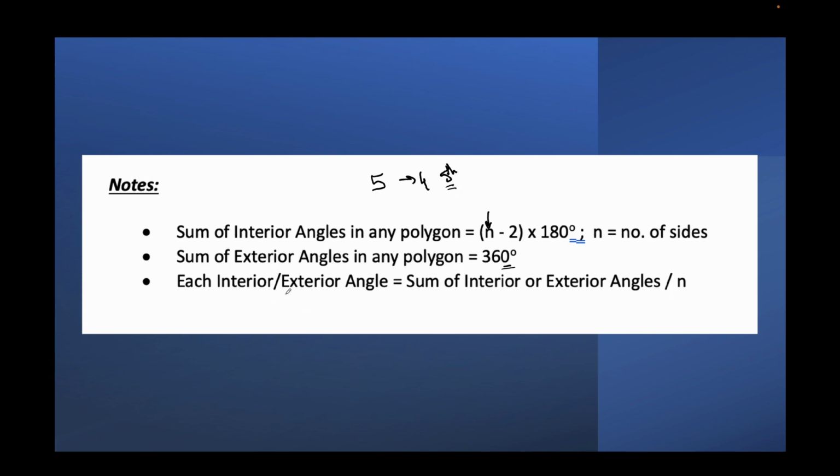Next, each interior or exterior angle will be equal to the sum of the interior or exterior angles divided by n. So that is the usual thing, right? If we have to find each interior angle, that is the sum of the interior angles divided by n. This formula is valid for a regular polygon, because in a regular polygon all the sides and angles are equal. And if you have to find each angle in a regular polygon, you divide the sum of all the angles by the total number of angles.